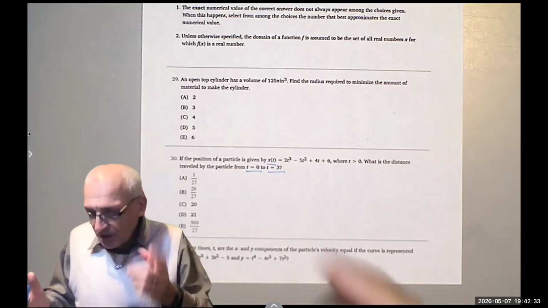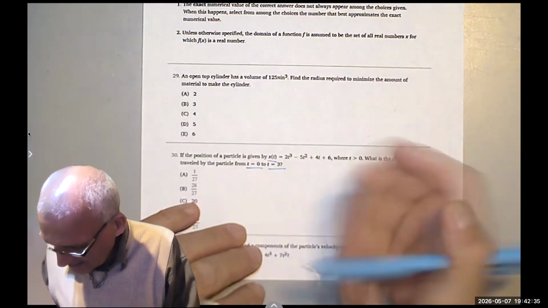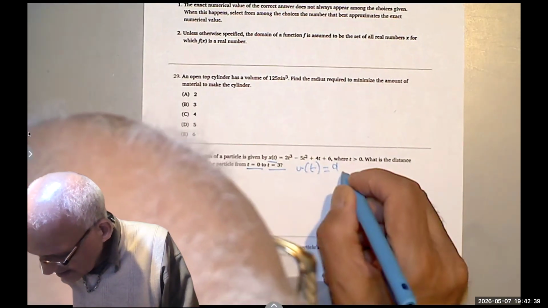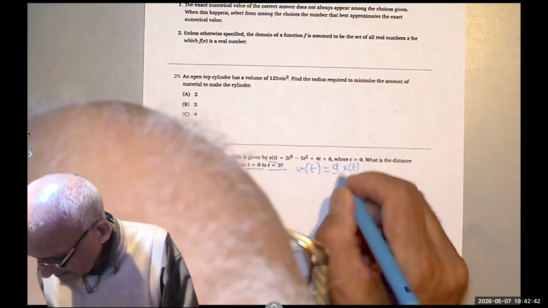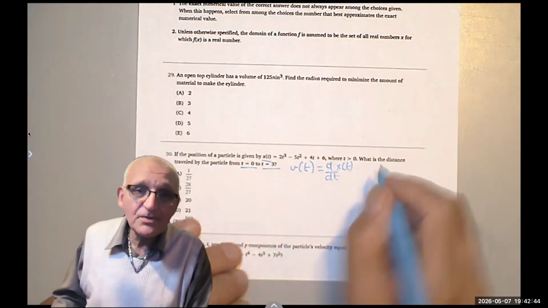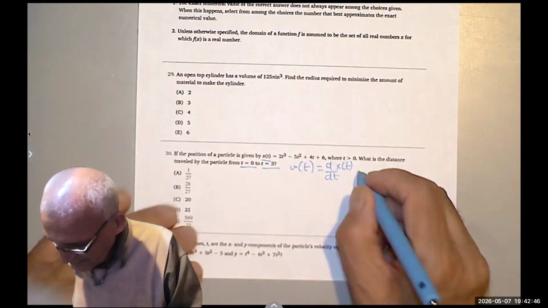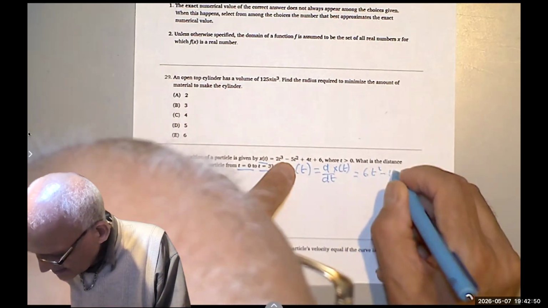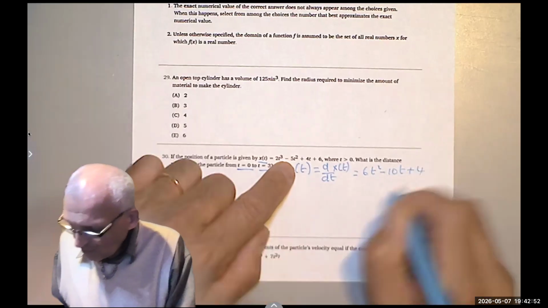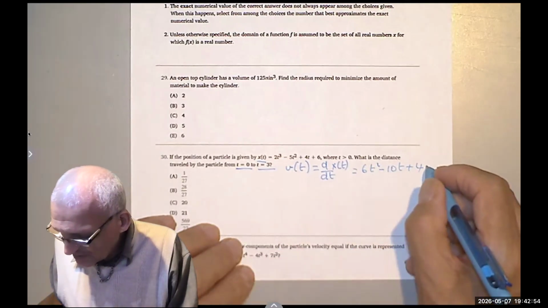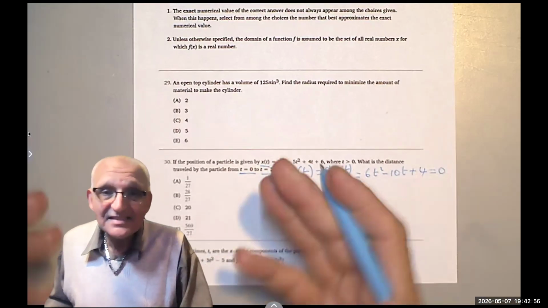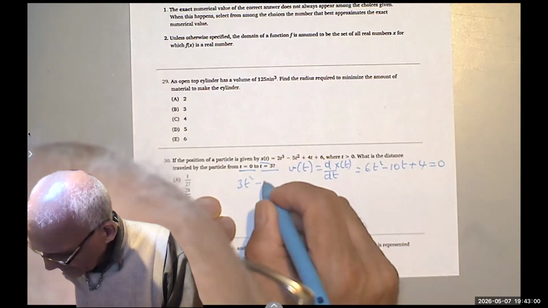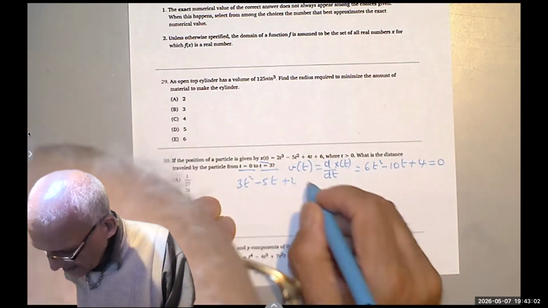So the first step, you always get v(t), which is dx/dt. The derivative of the position is the velocity. So you get 6t squared minus 10t plus 4. You can simplify, and you equate that to 0 to see where t is. This is 3t squared minus 5t plus 2 equals 0.